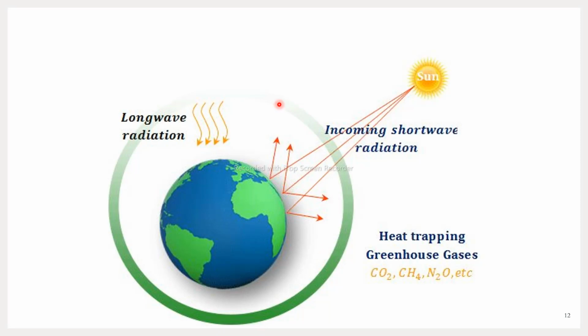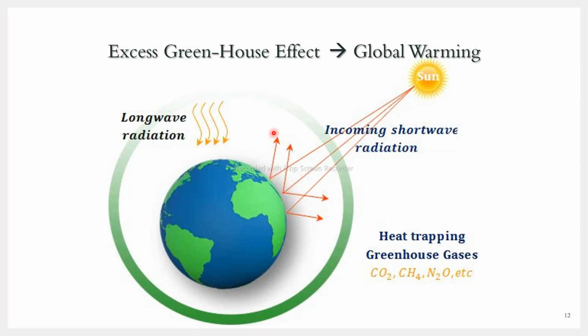If the quantity of these greenhouse gases in the atmosphere is more than the level required for the sustenance of life on earth, then what we get is called the excess greenhouse effect, that causes global warming.